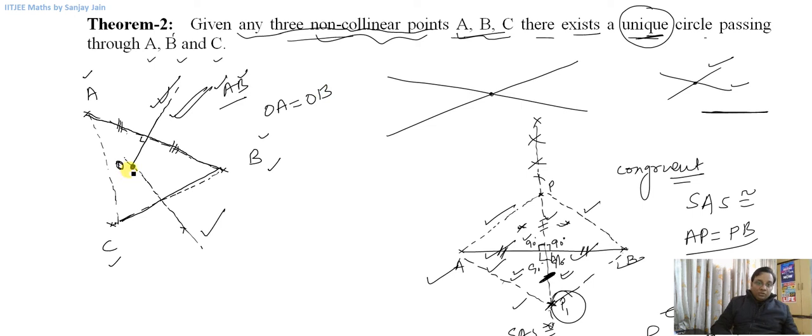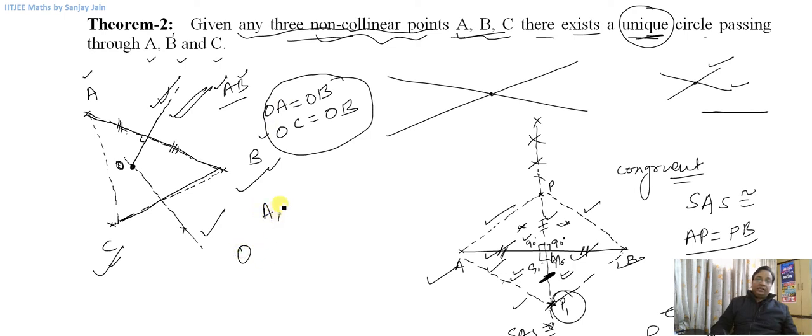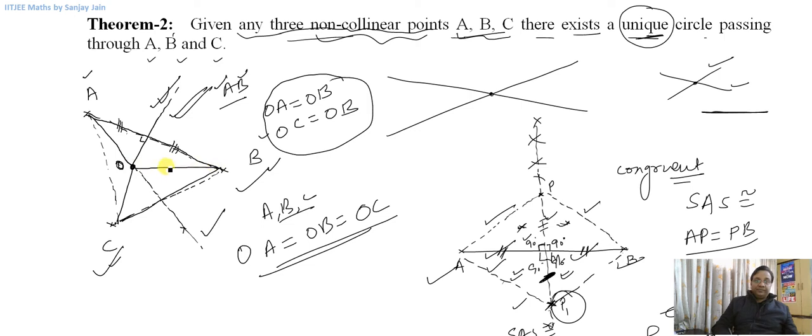And it also lies on the perpendicular bisector of CB, so it will be equidistant from C and B, so OC will be equal to OB. Hence we can say that O is equidistant from A, B and C. That means OA is equal to OB is equal to OC, right? So O is equidistant from the vertices of this triangle A, B and C, right? So these distances are equal.